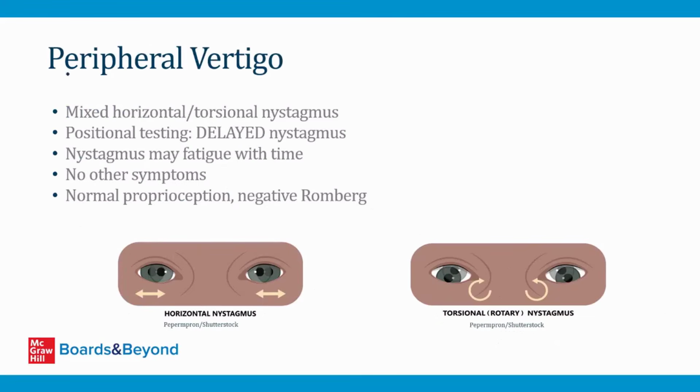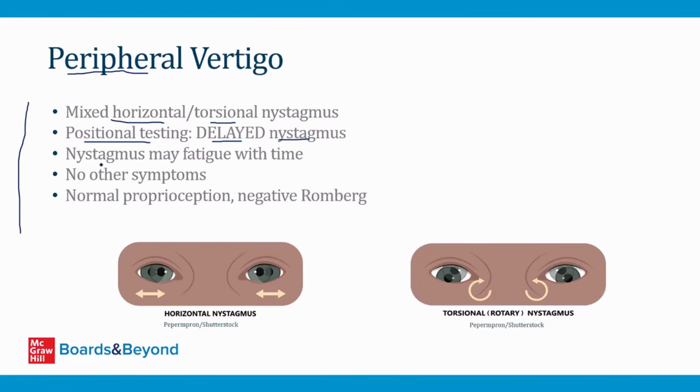In contrast, peripheral causes of vertigo have clinical features like what I've summarized on this slide here. So first of all, these patients tend to have mixed horizontal or torsional nystagmus. So the nystagmus could be left-right, it could be torsional, it could be a mixture of these things, but it won't be purely vertical like what we talked about in the last slide. Also in peripheral vertigo, when you do positional testing, which we'll talk about shortly, there is a delay from when you change the patient's head position until nystagmus develops.